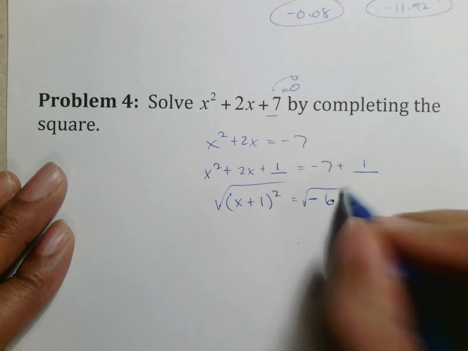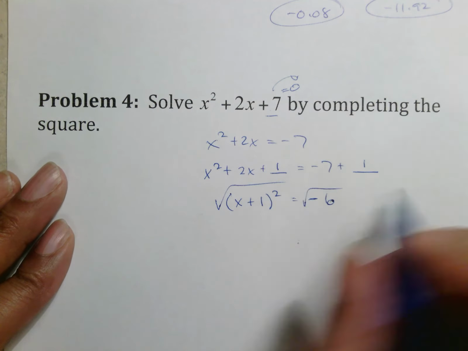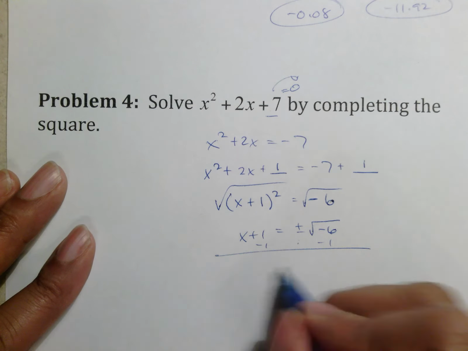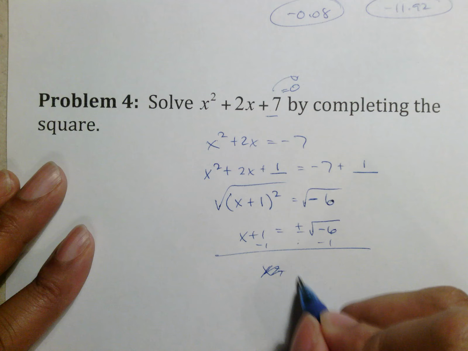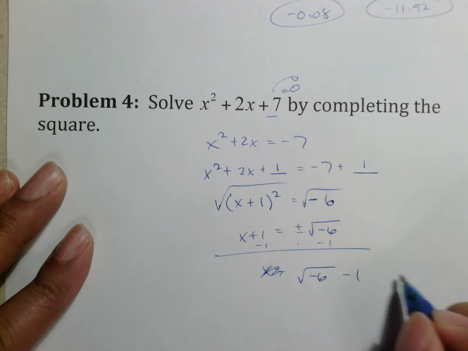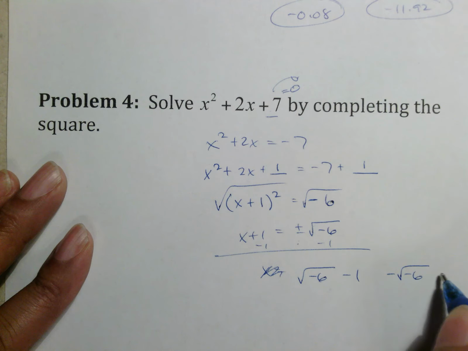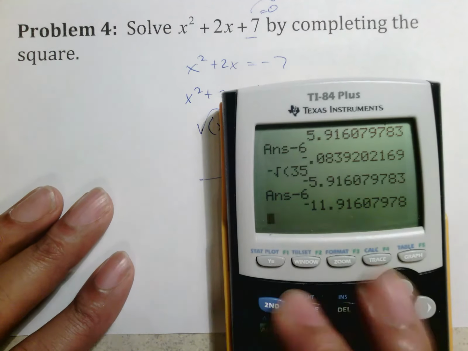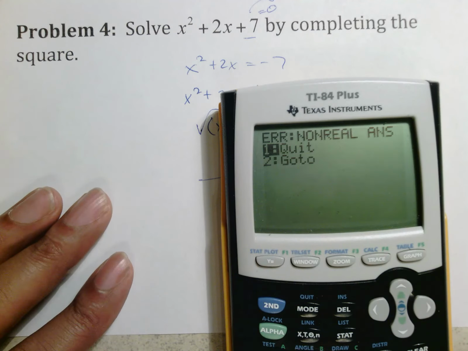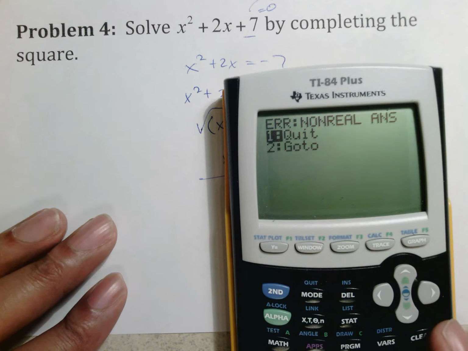Square root both sides. You get x plus 1 equals plus or minus square root of negative 6, which when you subtract 1, you get x equals square root of negative 6 minus 1, and you get the negative square root of negative 6 minus 1. And there is an issue here that we have not talked about yet, because when you do the square root of negative 6, it actually gives you a non-real answer.